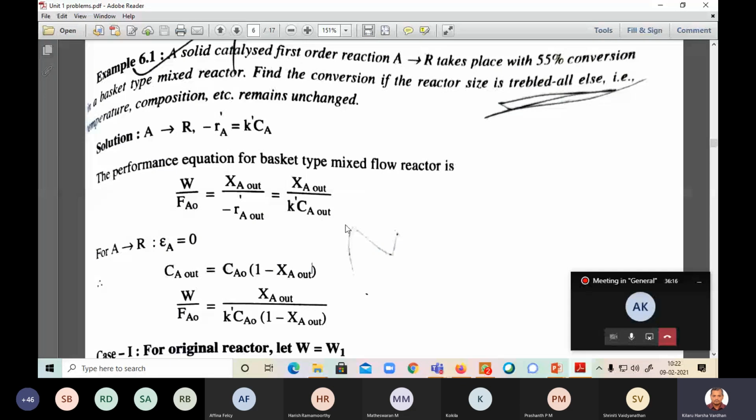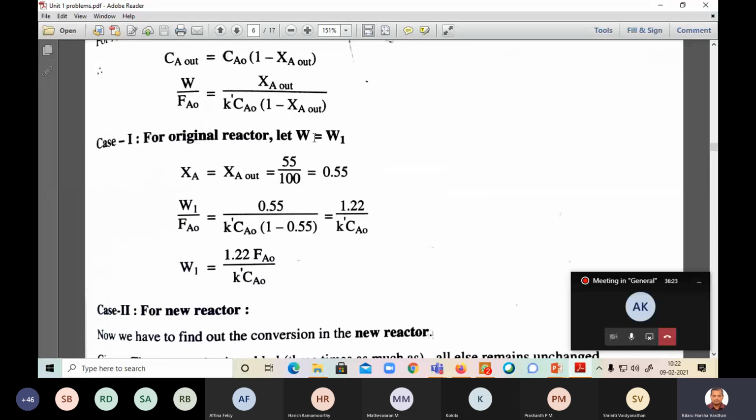Now let us use case number 1. Case number 1 is 55% conversion. So let the original reactor be W1, and let the second reactor be the other one. The second case will be 3 times that, right? So let the original reactor W be W1 for case 1. XA out is nothing but 55% conversion, therefore 0.55.